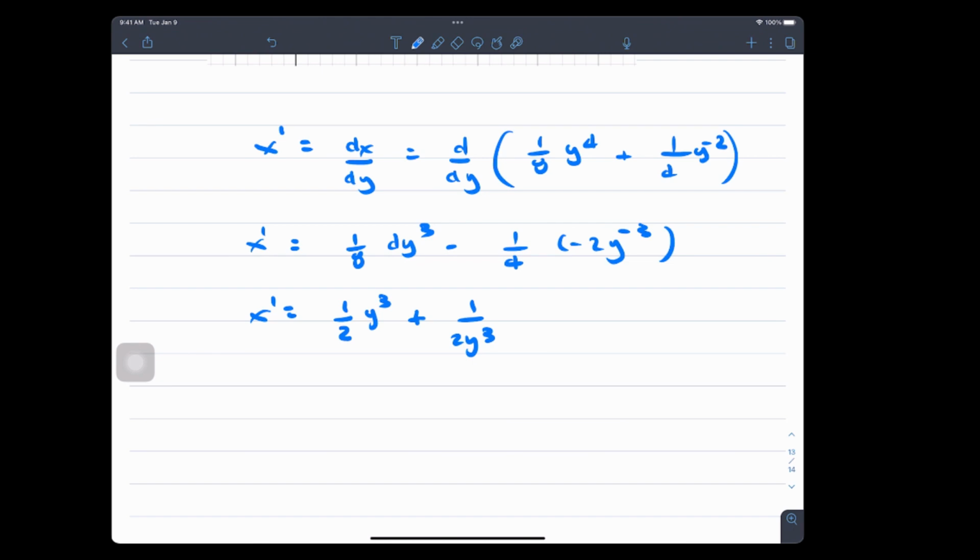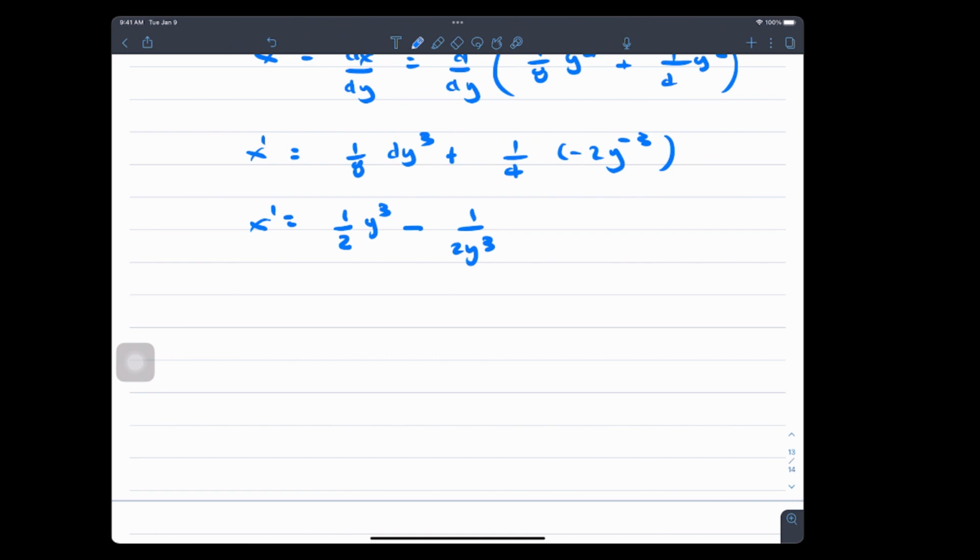And I think that's going to be, hold on, a minus. Is that true? It's a minus. There you go. Now, remember what we're supposed to do. We're supposed to take this, square it, add 1 to it, and then take the square root, right? So we have 1 plus (1/2 y cubed minus 1 over 2 y cubed). That's the derivative we're supposed to square. And of course, we have to take the square root, but I won't put it there yet.